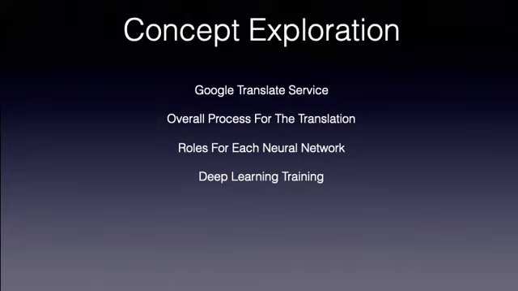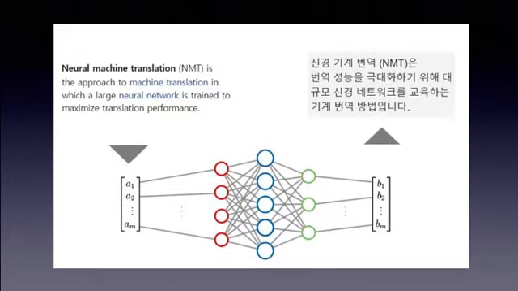In this process, there are several processes that we need to focus on from the system engineering perspective. In the next slide, I'll explain the roles of each neural network and deep learning training with an understandable figure. As you can see, this is the original sentence that should be translated, and then these are the processes, and it's the result in human language.